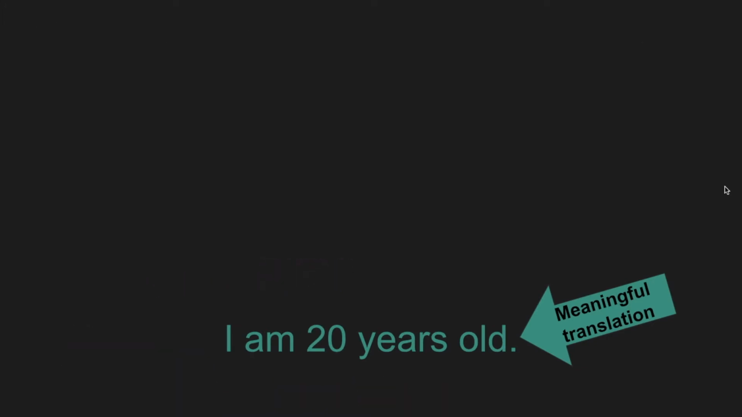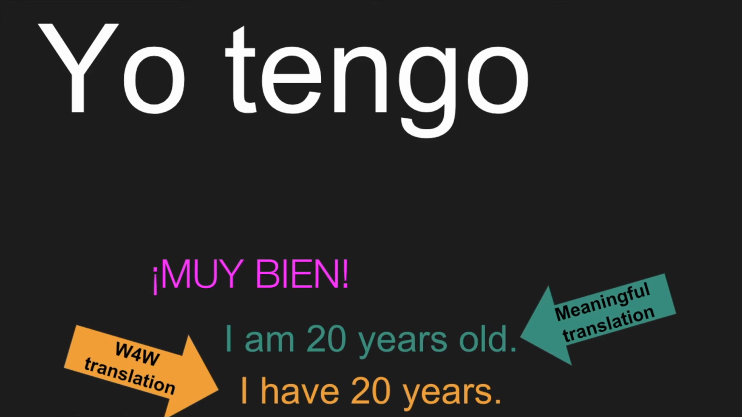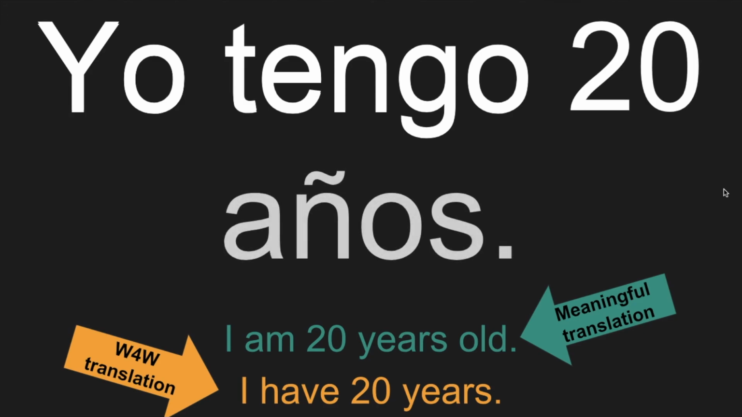And then the next one we're going to do is I am 20 years old. So that's the meaningful phrase. That's how we would say it in English. And if we were to work it around to the way that we would translate it word for word, it's I have 20 years. So once again, let's translate it. We'll go word by word. Okay. ¿Cómo se dice I? Yo. ¿Cómo se dice have? Tengo. Muy bien. ¿Cómo se dice 20? Count on your fingers and toes. 20. Muy bien. And then years again. Años. So I am 20 years old. Yo tengo 20 años. Muy bien.